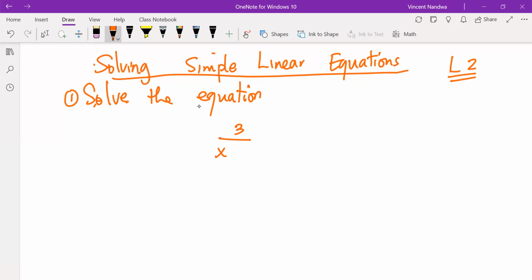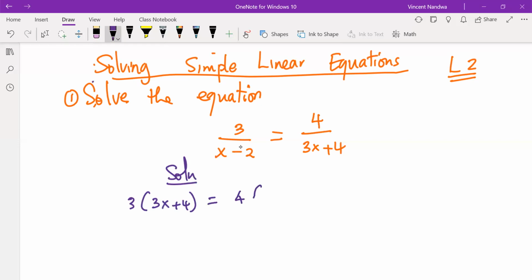3 over x minus 2 equals 4 over 3x plus 4. To solve such an equation, we first cross multiply to remove fractions from the equation. So we'll have 3 into 3x plus 4 equals 4 into x minus 2. Then we have 9x plus 12 equals 4x minus 8.